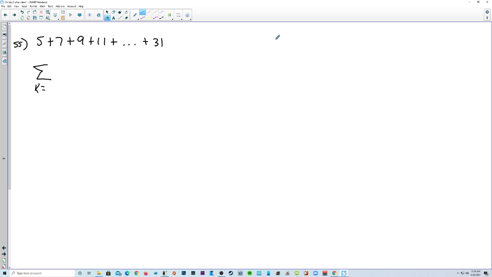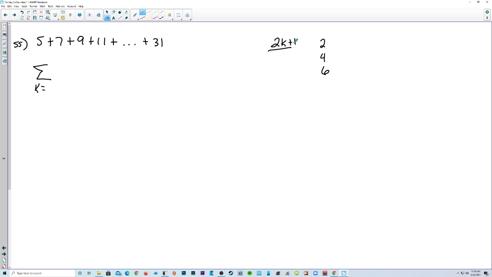Well, to get even numbers, we take 2 times k. 2 times anything is going to give you an even number, because 2 times 1 is 2, 2 times 2 is 4, 2 times 3 is 6, and so on. This is going to be even. Now we have to offset that by 1 to get an odd number. And we can offset it by either putting +1 or -1. So let's say we chose to offset it by +1.